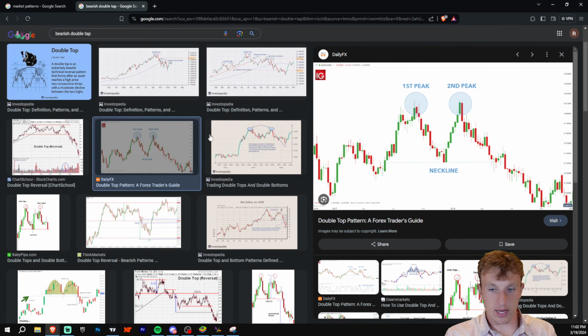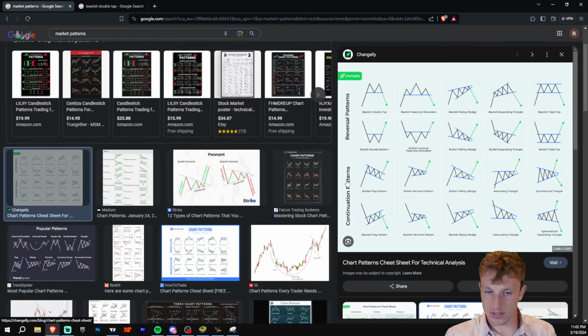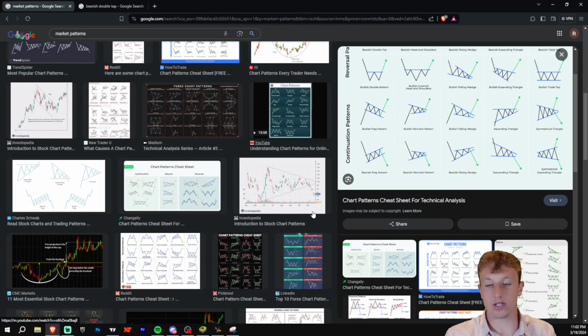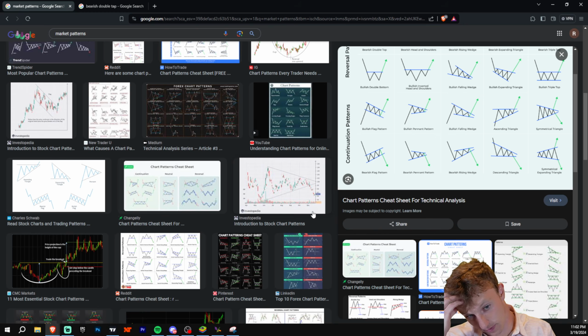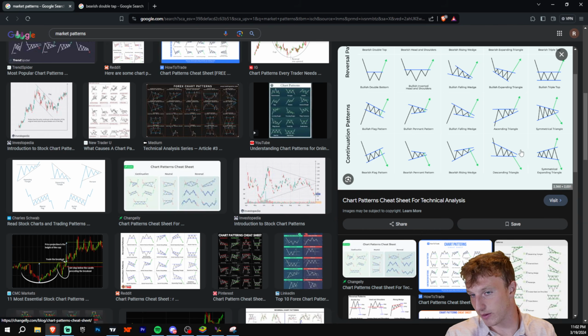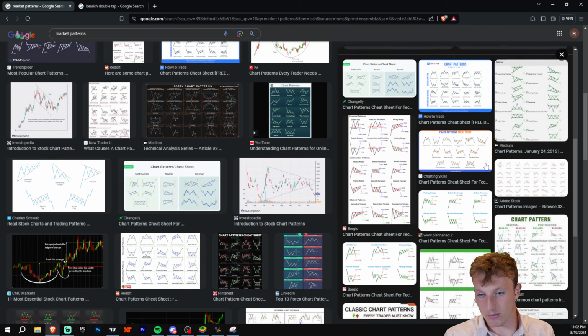And I'm not going to go over all these patterns. You're going to need to just look up a cheat sheet. You're going to learn so many patterns. And again, I do not use these patterns. These are patterns you want to use as a beginner, but you're going to laugh at these patterns in a year once you understand liquidity and once you understand ICT and what I'm going to teach you.